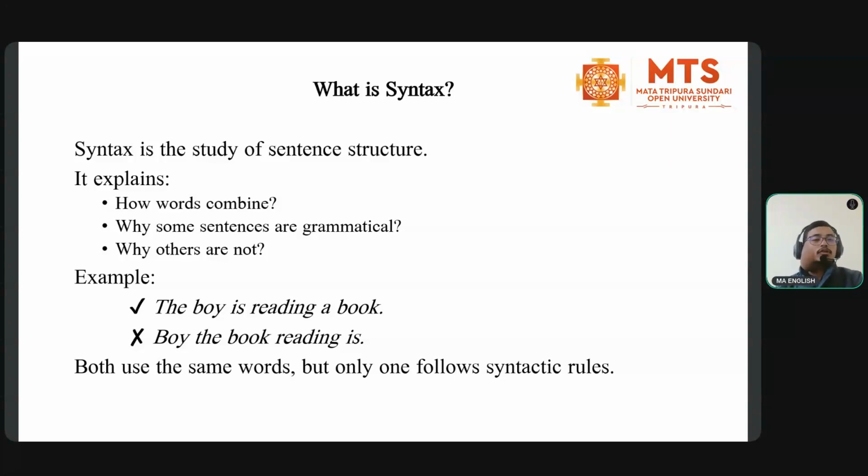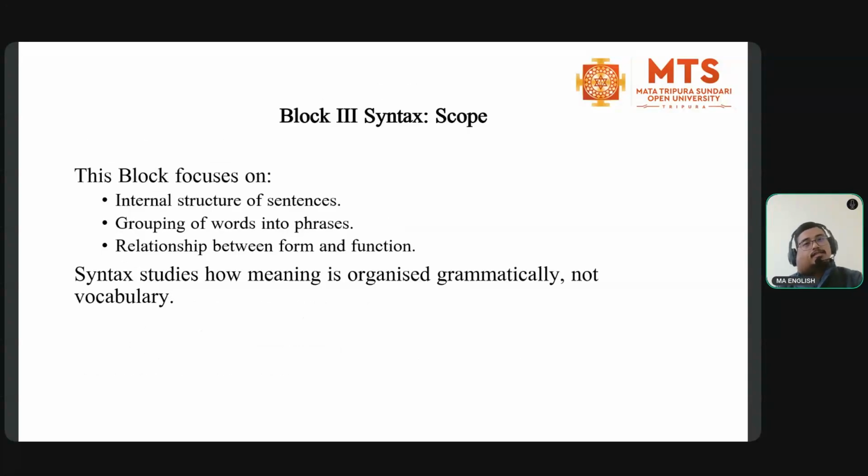It does not focus on meanings of words, but on order and structure. So syntax shows that English sentences follow a fixed pattern. If we break that pattern, the sentence becomes incorrect. So understanding syntax helps you write correct sentences, speak clearly, and analyze grammar logically. Okay. So next is scope of syntax.